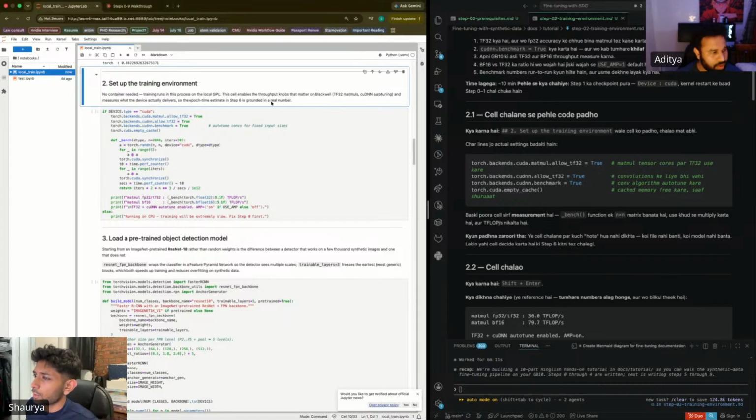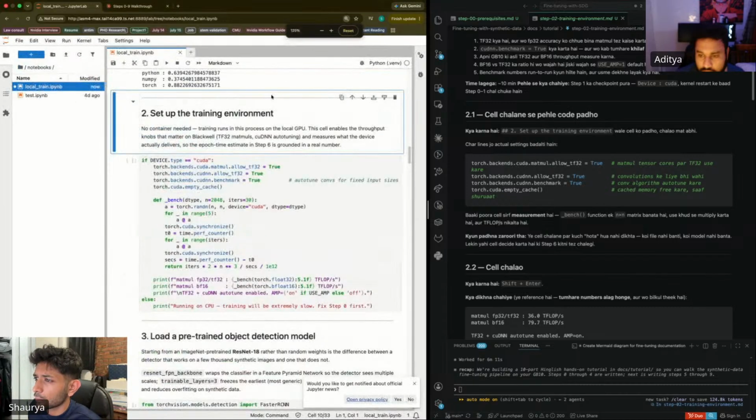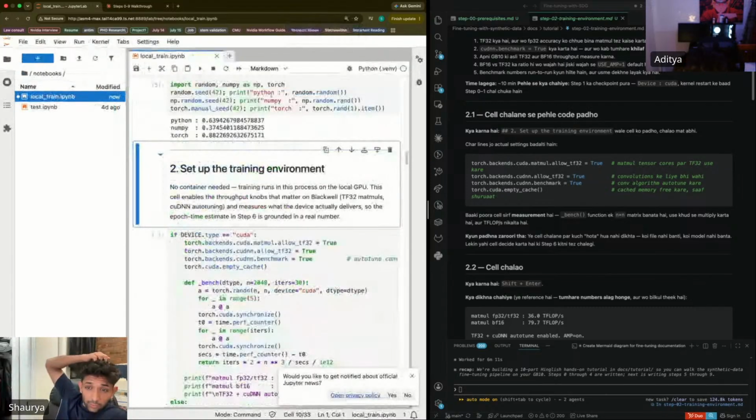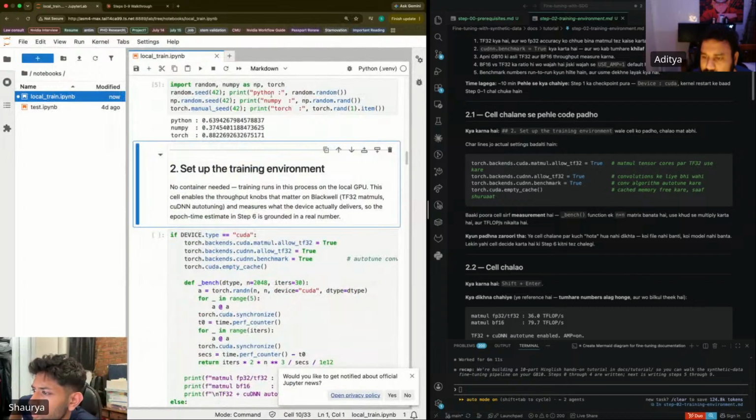What does that mean? Which job are we trying to do? Step 2. Training runs in the process on the local GPU. The throughput knobs that matter on Blackwell: TF32, matmul, cuDNN auto-tuning, and measures what the device actually delivers, so the epoch time estimate in step 6 is grounded in a real number. If device.type is equal to cuda, torch.backends.cuda.matmul.allow_tf32 is equal to True. What does this mean, bro?